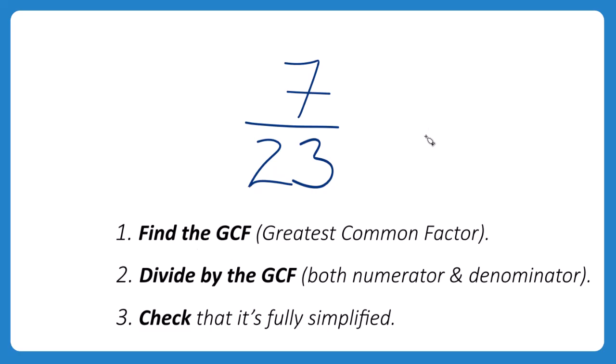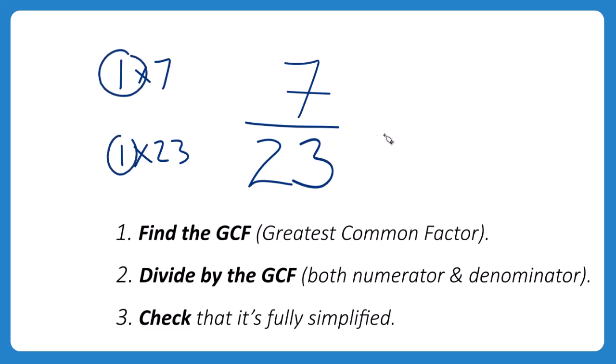Pause, see if you can figure out how to simplify this fraction. So let's write the factors for the numerator and denominator. And it kind of makes more sense to write them here first. 1 times 7, that's it. And for 23, 1 times 23. These are the only factors. So we want to divide by the greatest common factor, which is 1.